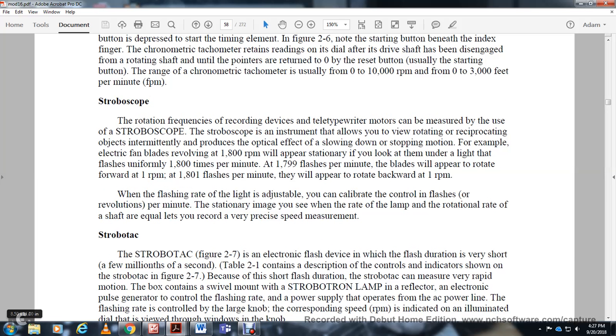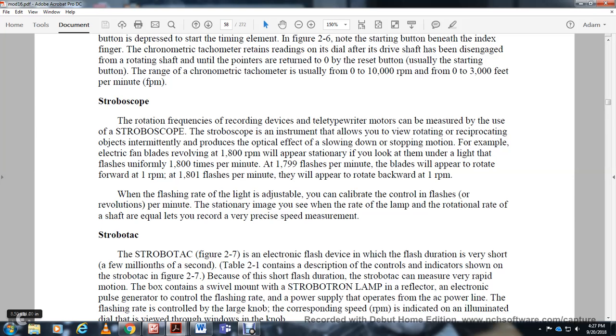Alright, the stroboscope. The rotation frequency is recorded by a tachometer, or measured with the stroboscope. The stroboscope is an instrument that allows the viewing of a rotating or reciprocating object with an optical effect of slowing down or stopping the motion. For example, electric fan blades revolving at 1,800 RPM will appear stationary if you look at them under a light flashing uniformly 1,800 times per minute. With 1,799 flashes per minute, the fan blades will appear to rotate forward at 1 RPM.